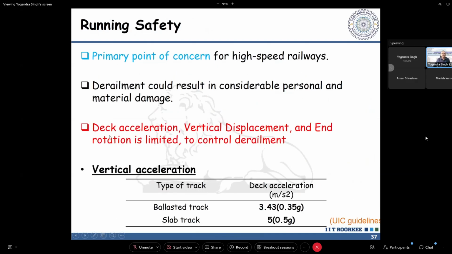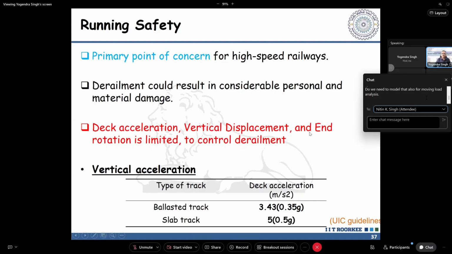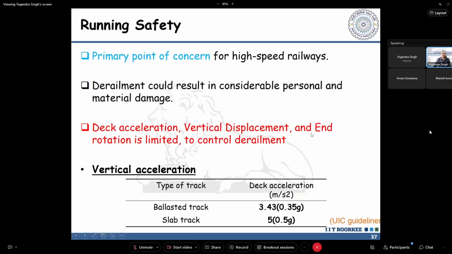Then from the running safety point of view, we are checking the deck acceleration. We are checking the vertical displacement. There are different parameters which can affect the running safety. Deck acceleration, the vertical acceleration, as we have discussed from the passenger comfort point of view also, is most important here, because at higher acceleration, the wheel is going to jump the track. Then vertical displacement and rotation are also important, because I will explain with the help of a figure how the end rotation may also be responsible for jumping of the train from the track.